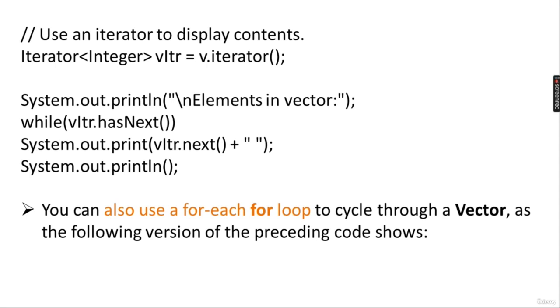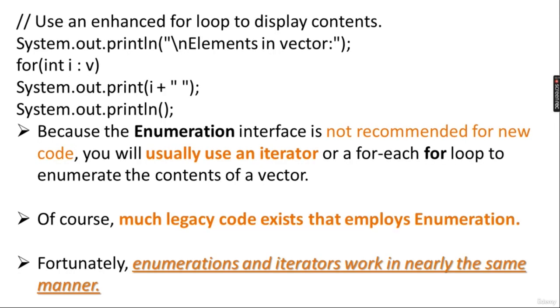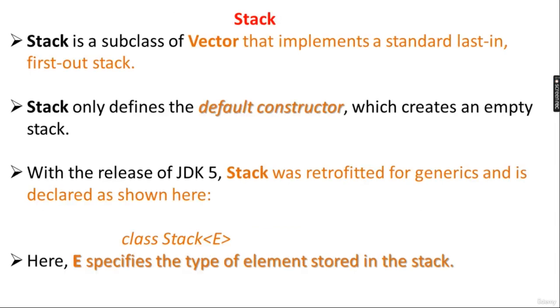You can also use a for each style for loop to cycle through a vector as the following version. So now for Integer I colon V, display I. As simple as that. Because the enumeration interface is not recommended for new code, you will usually use an iterator or for each style for loop to enumerate the contents of the vector or looping. Of course, much legacy code exists that employs enumerations till date. Fortunately, enumerations and iteration work the same way, so you don't need to learn new things.